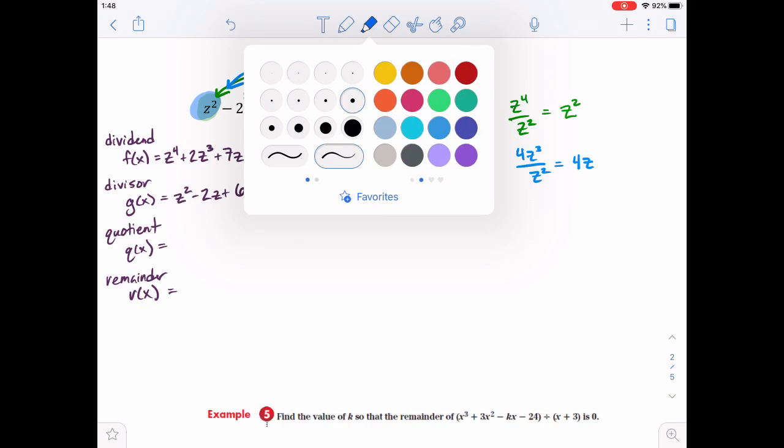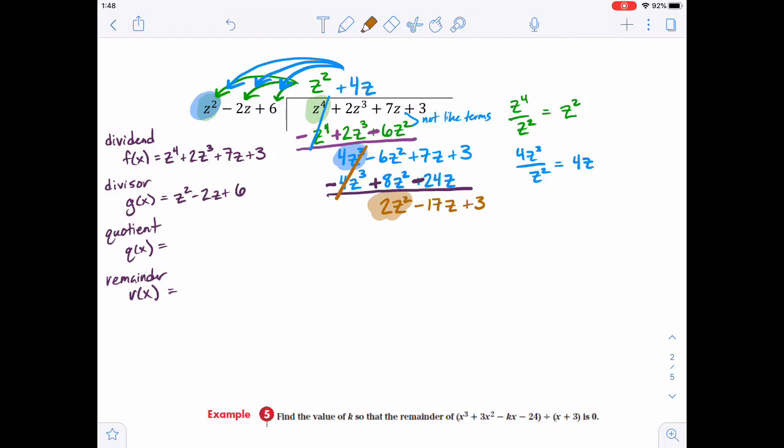Rinse and repeat. First terms, 2z squared, z squared. 2z squared divided by z squared is 2, plus 2. Multiply by everybody on the outside. 2 times z squared, 2z squared. 2 times negative 2z, negative 4z. 2 times 6, 12. Change the signs. Why are we changing the signs? Because we are subtracting.